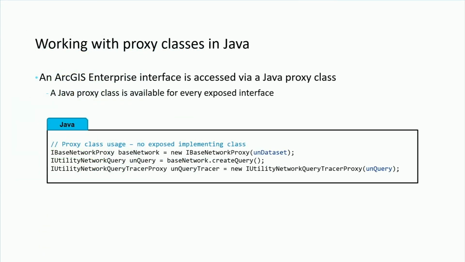And in addition to C#, there's also the Java version of the Enterprise SDK. There are some slight differences between C# and Java. For C#, you can directly use IBaseNetwork. But for Java, you can't because we haven't exposed an implementing class for it. So you have to use what's called a proxy class, IBaseNetworkProxy. It works exactly the same way, but you have to add this new identifier to use it through Java. But that's the only difference between C# and Java. All the APIs are the same. You can use it the same exact way. You just have to be mindful of this proxy key.